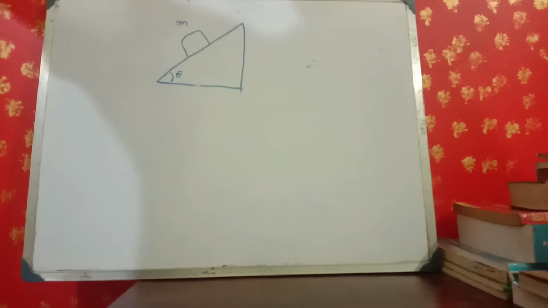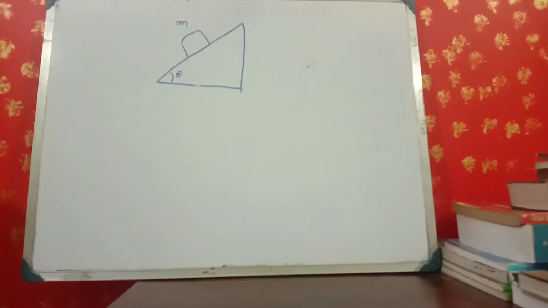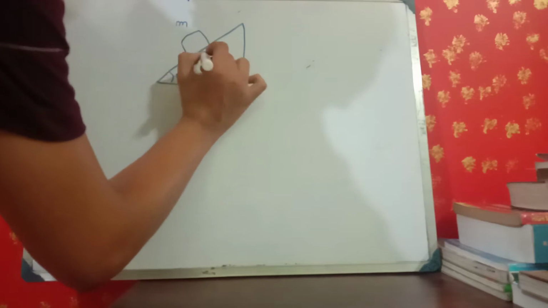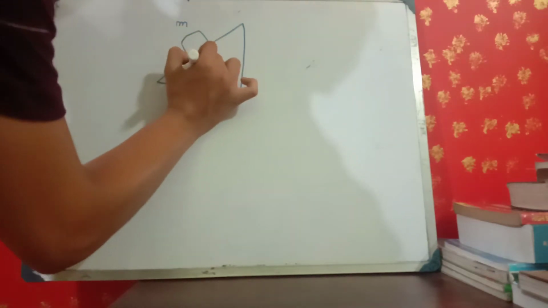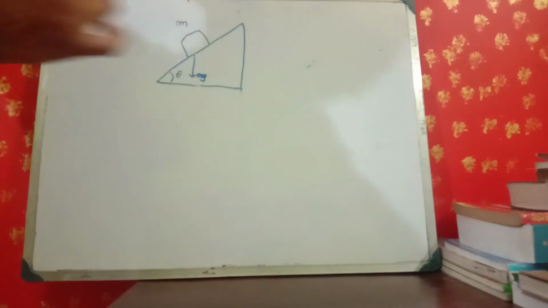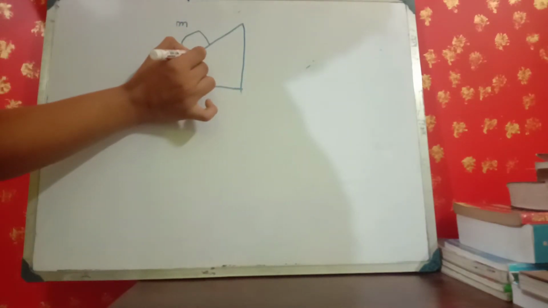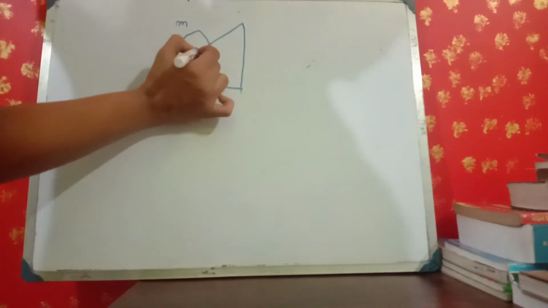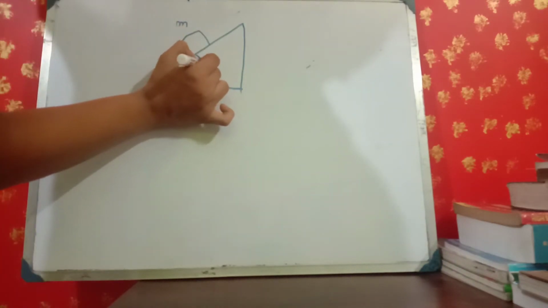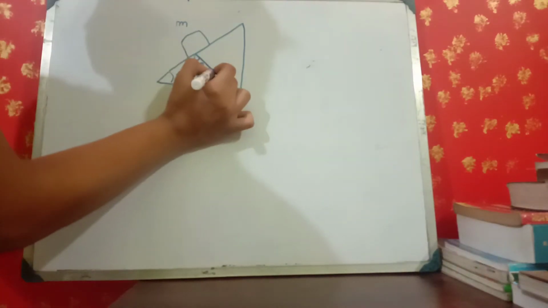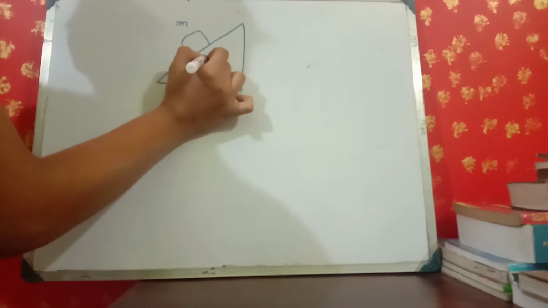So now, if this angle is theta, then over here the mg force is going to pull this down, mg, and the reaction force, which will be perpendicular to the surface in contact, will also make an angle of theta. So now let's find out the magnitude of this.